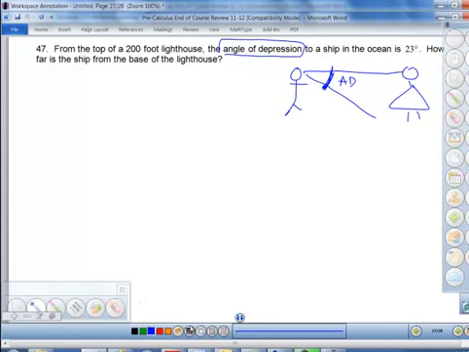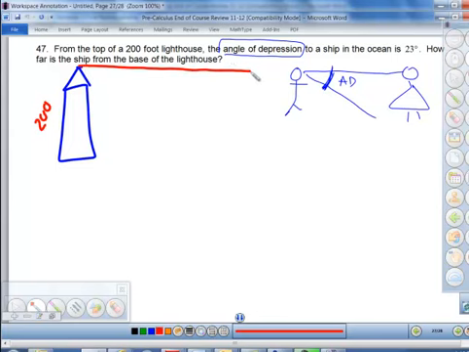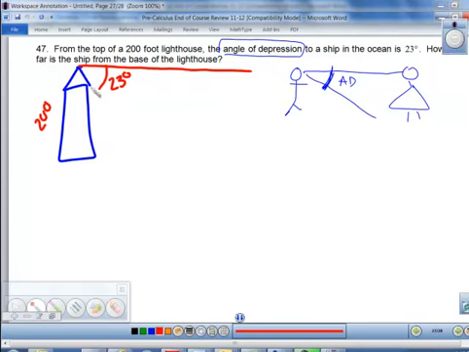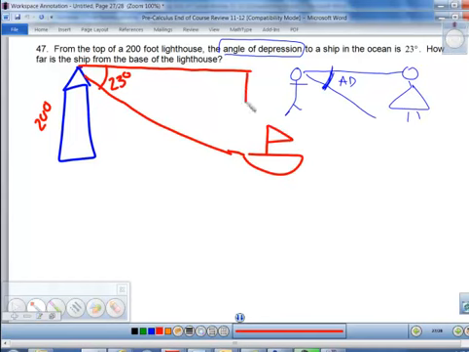So anyways, let's draw the scenario. Let's see what's going on. It says that from the top of a lighthouse, so here's a lighthouse, and this lighthouse is 200 feet, the angle of depression looking out to a ship is 23. So that means that this thing looking down to a ship is 23 degrees. So right here, this is 23 degrees. Then looking out at the ship, here's the ship right here, toy boat. Looks something like that.